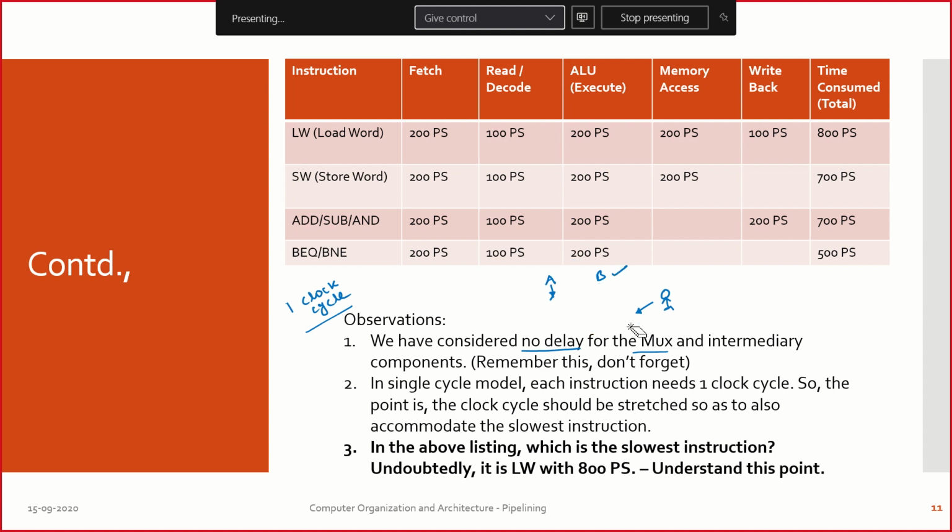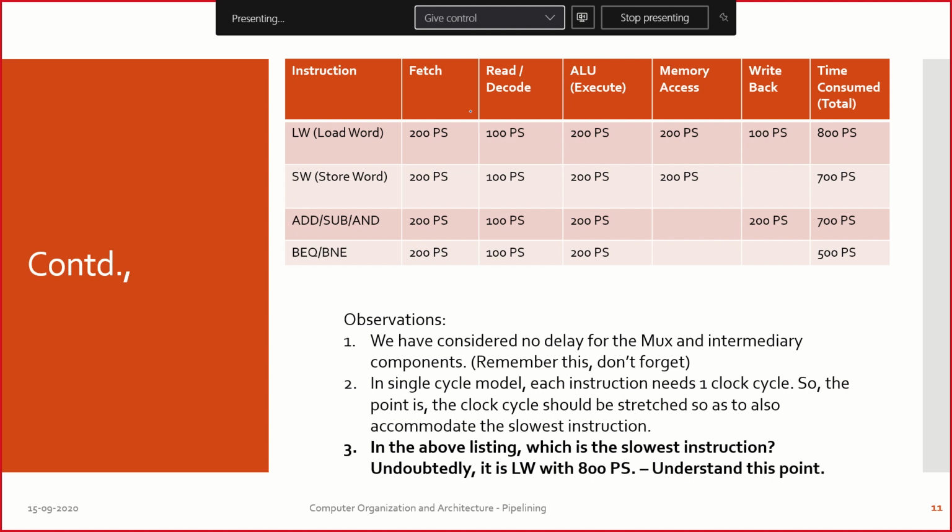That is the same thing that I'm saying right now, but in terms of clock cycle. I have to accommodate even the slowest of the instructions properly. For that, I may have to stretch the clock cycle. I'll show you how we stretch it and what exactly happens over there.